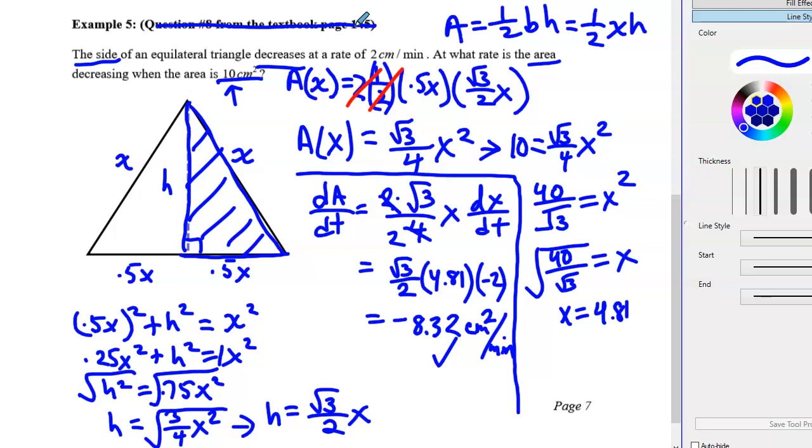So I would encourage you to try the one in the back of the book. And I believe the answer should be around 26. I'm just going to verify that. Let me just double check here. Sorry to make this video run long. Yeah, it should be about 26.3 square centimeters per minute. So give that a shot, and we'll see what happens. Okay.